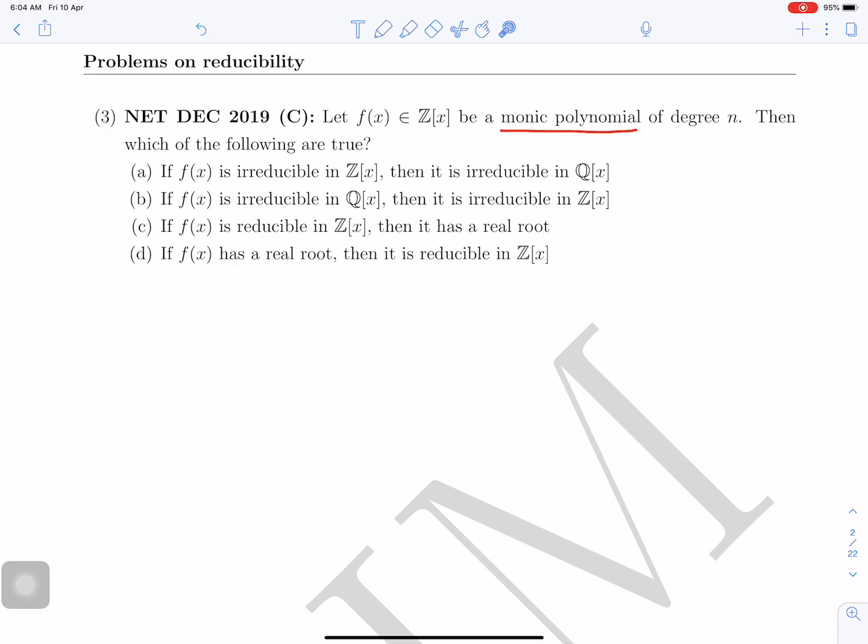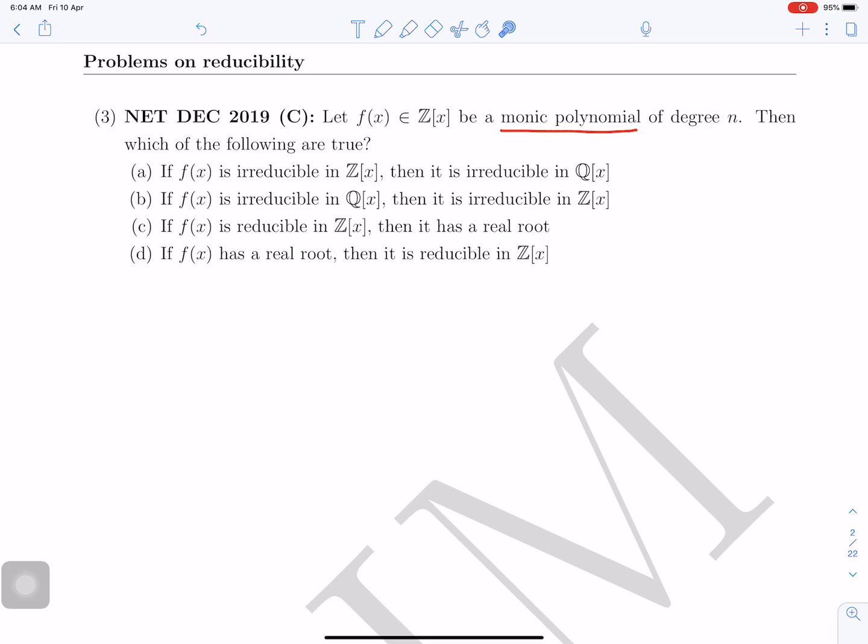If f(x) is irreducible in Z[x], then it is irreducible in Q[x]. If f(x) is irreducible in Q[x], then it is irreducible in Z[x]. If f(x) is reducible in Z[x], then it has a real root. And if f(x) has a real root, then it is reducible over Z, that is, reducible in Z[x].